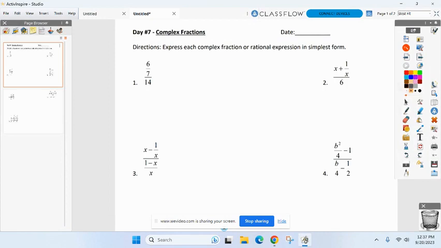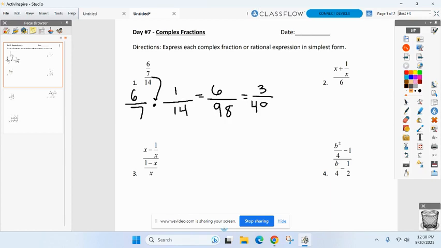Okay, yes. I keep the 6/7 the same. I change this division to multiplication, and then I flip the 14. Okay, and I go from there. So we can multiply across and reduce on your calculator. I could take a 2 from the 6 and the 14, but probably the easiest thing for you to do is just do that right on your calculator. 6 over 98. And what's that reduced down to? 3 over 49. Yep. So that's what we're going to be working with today, a fraction divided by a fraction.